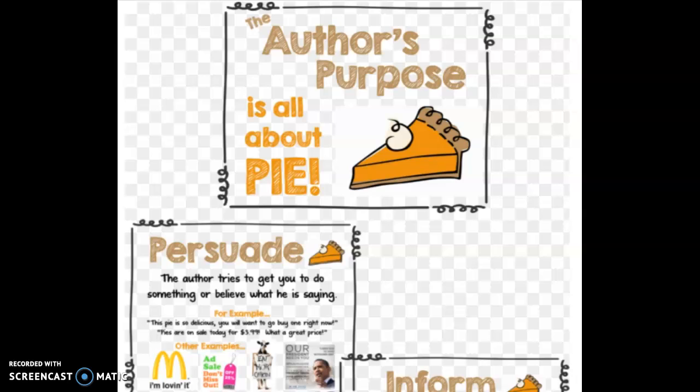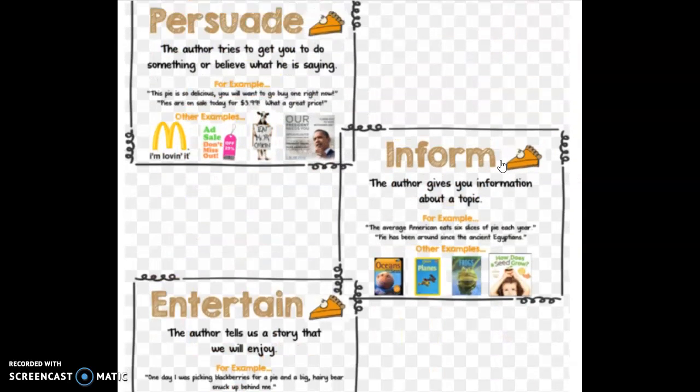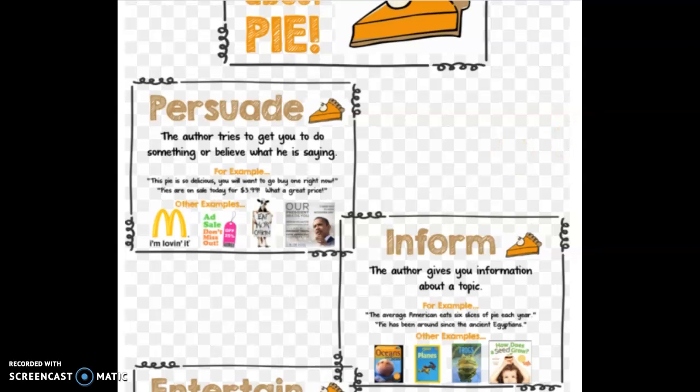All right, so yesterday we went over author's purpose. So let's review that. The author's purpose is all about PIE. The P stands for persuade. The author is trying to get you to do something or believe what he is saying. For example, an ad like McDonald's, "I'm loving it." An ad to buy something, Chick-fil-A, or something to make you believe what they believe.